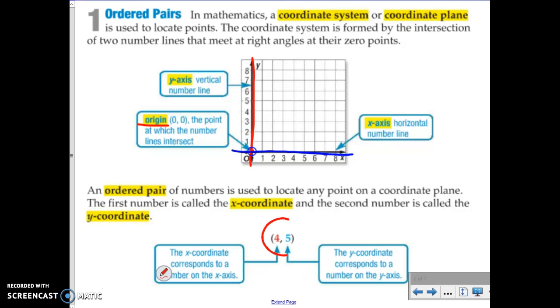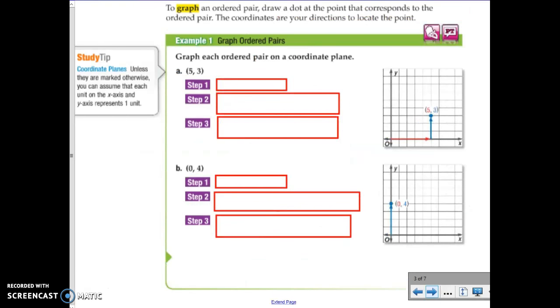So here we've got an ordered pair. That first number, the x-coordinate, corresponds to where you are going to find that number on the x-axis. The second number, the y-coordinate, corresponds to where you're going to find the number on the y-axis. To graph an ordered pair, you draw a dot at the point that corresponds to the ordered pair. The coordinates are your directions to locate that point then.